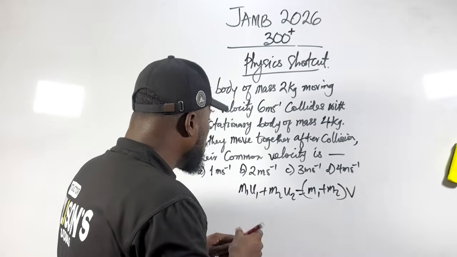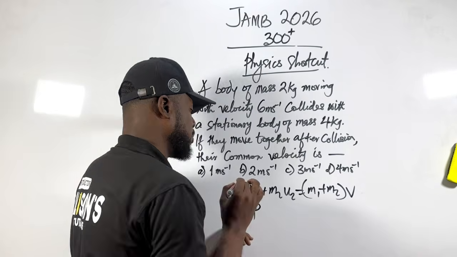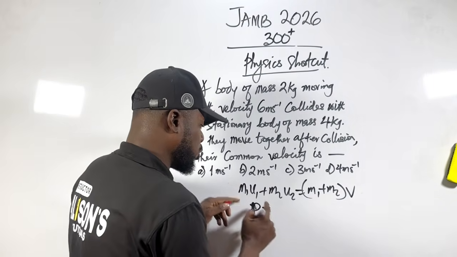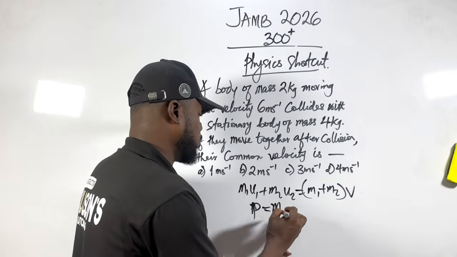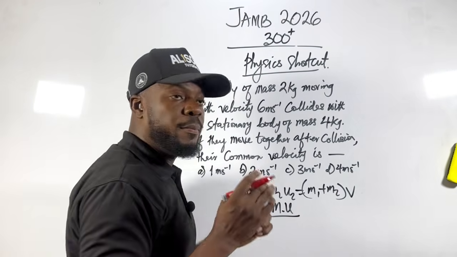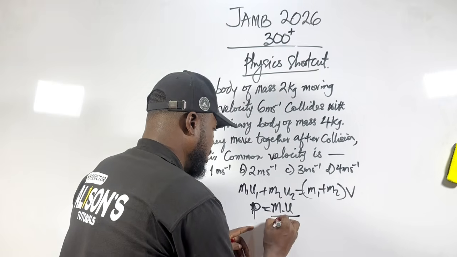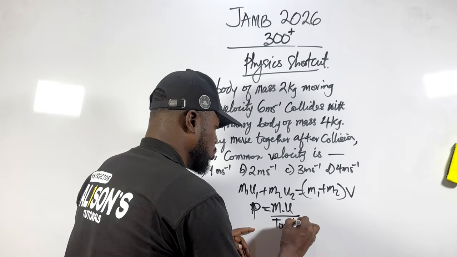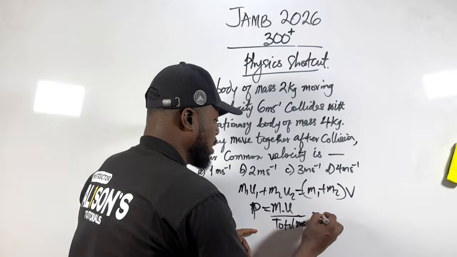First thing first, know what momentum is. What is momentum? The symbol for momentum appears. Momentum is the product of mass times velocity. So now divide the momentum by the total mass. That is the shortcut. The total mass is what they give you in the question. Now, what will be the momentum?